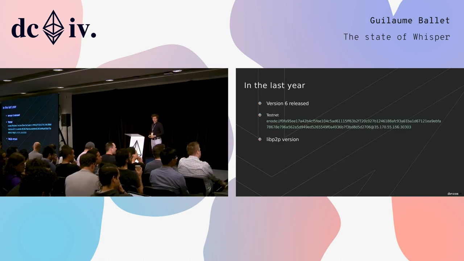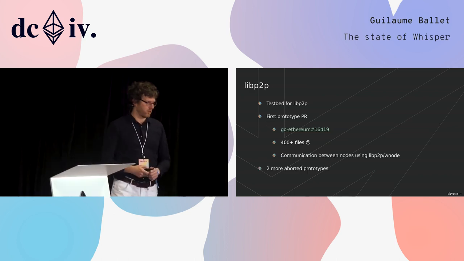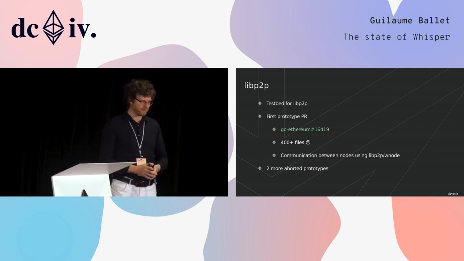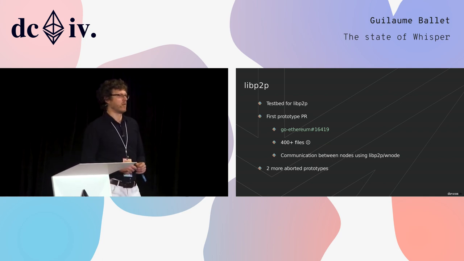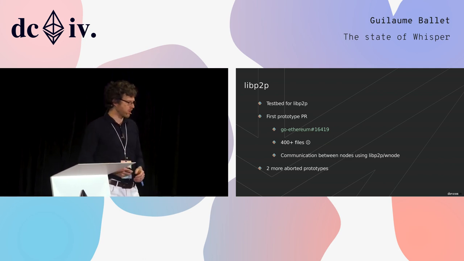So over the last year, we released version 6. I built a testnet, and I implemented a libp2p version of Whisper. Last year in Cancun, we had a talk with Parity and the libp2p people, and we agreed to try to use Whisper as a testbed for libp2p, simply because Whisper is fairly independent from the rest of the network. So that was a nice experiment.